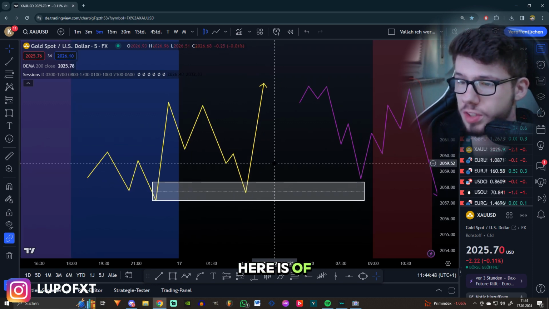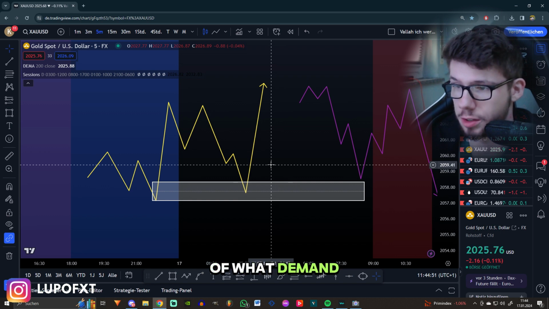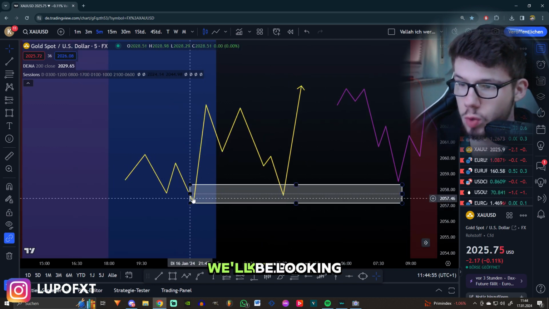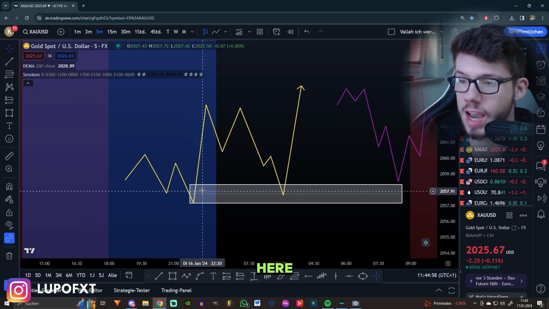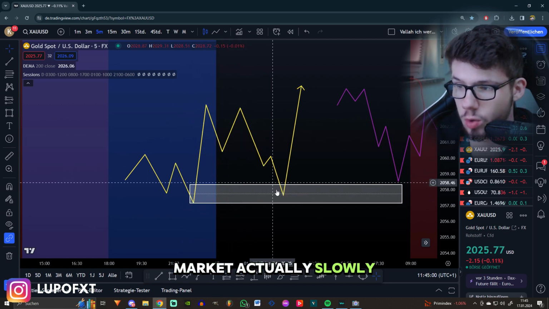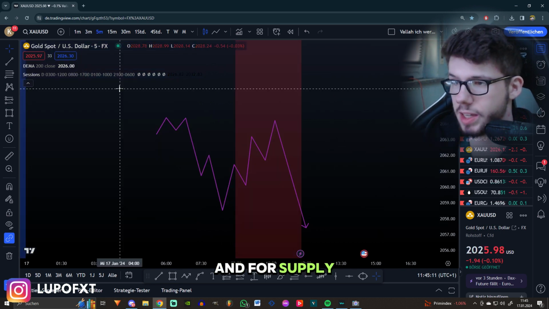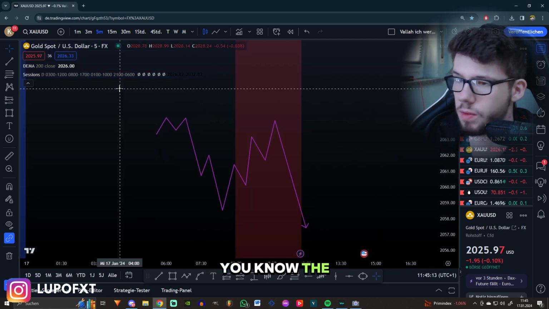So that right here is of course a perfect example of what demand is, right? But just so you understood it one more time, if price suddenly shoots up like crazy, we'll be looking for something to mark it up right here, and next time the market actually slowly comes back into that zone, we will be buying again, simply as that. Now, for supply, it's basically just the reverse thing.